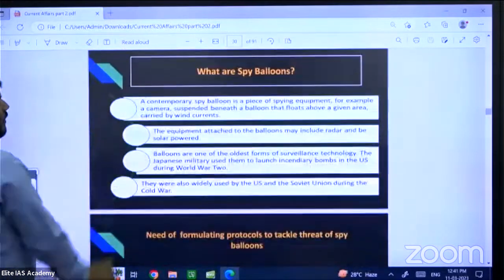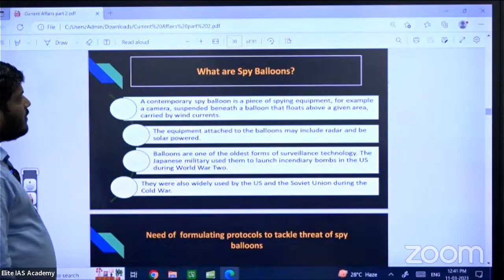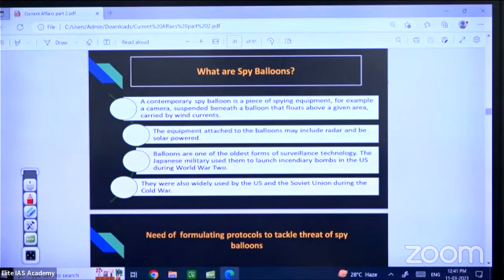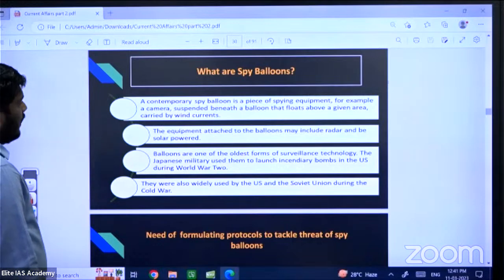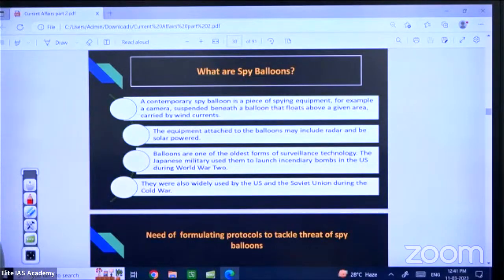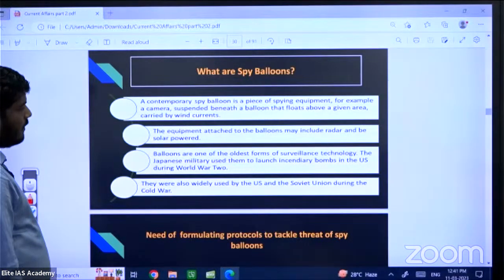What is a spy balloon? A contemporary spy balloon is a piece of spy equipment, for example a camera, suspended beneath a balloon that floats above a given area carried by wind current. The equipment attached to the balloons may include radar and solar power. The balloons are one of the oldest forms of surveillance technology.